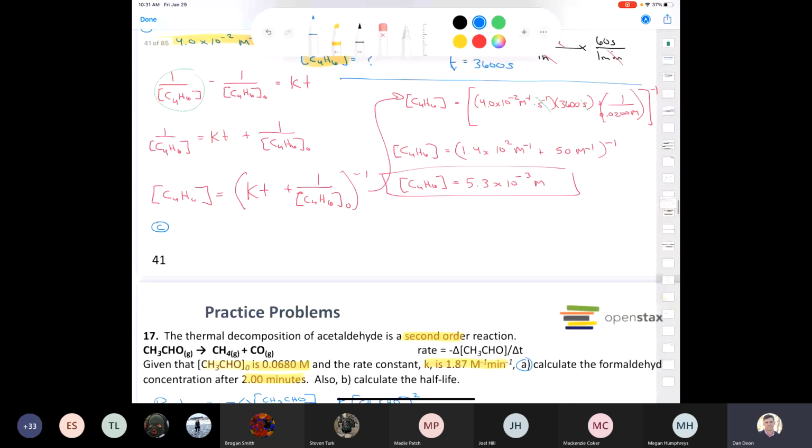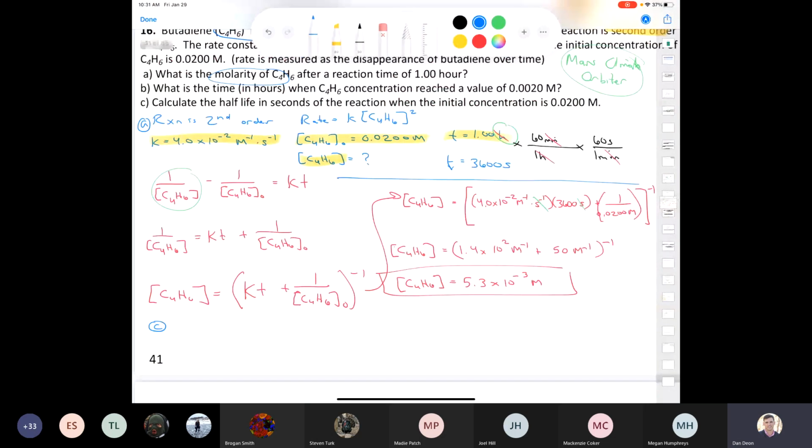So again, it's on your handout, and the formula is the half-life for a second order reaction is equal to 1 over k times the initial concentration of A. So we have 1 over our k, which is 4.0 times 10 to the negative 2 molar to the minus 1 seconds to the minus 1, multiplied by 0.0200 molar. You can see that these cancel. We end up with our half-life in seconds, and we end up with 1.3 times 10 to the 3 seconds. There we go.